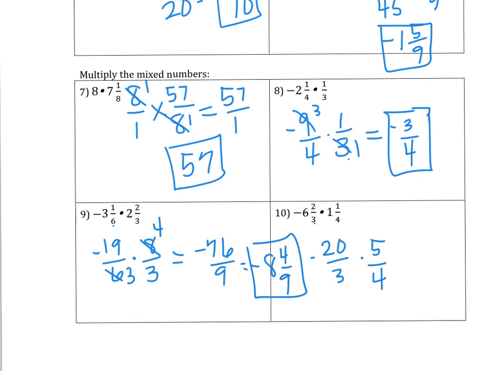Again, I'm going to cross-reduce. 4 goes into 20, and it also goes into itself. 4 goes into 20 5 times. 4 goes into itself once, and now I multiply straight across, and I get 25 over 3, and that's negative. And I turn that into a mixed number, which is -8 and 1/3.